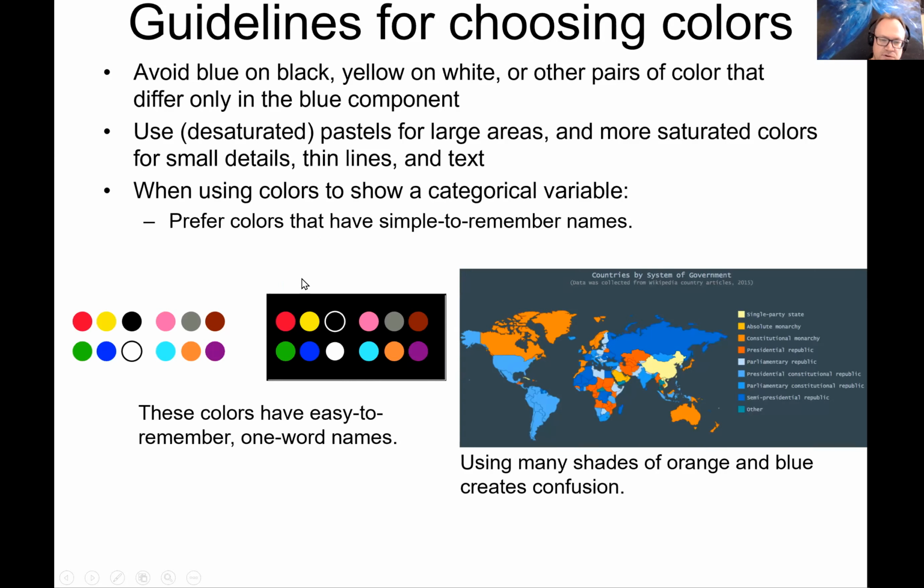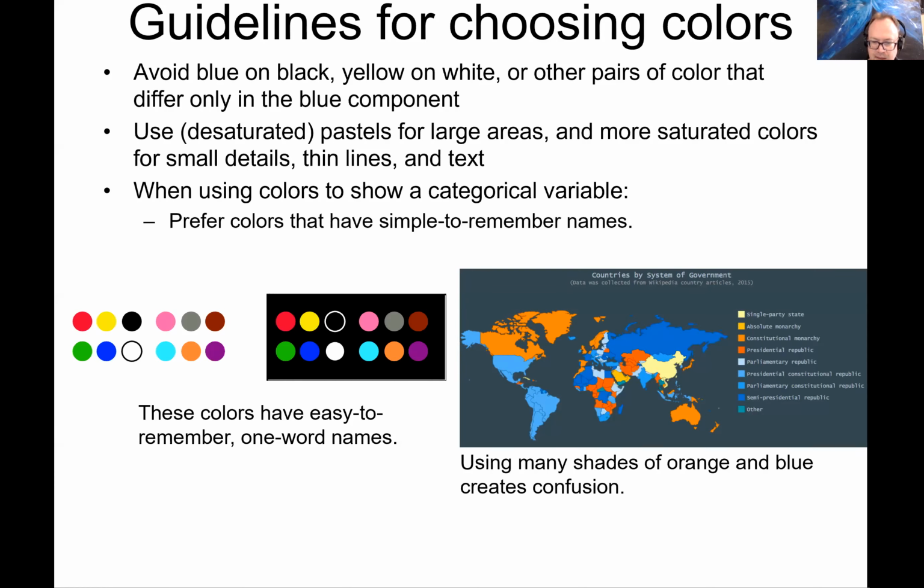Next, if you're using color to show a categorical variable, so you need to choose a different color for each category, it's preferable to use colors that have easy to remember names. I think in almost all languages, these colors all have simple names: red, green, yellow, blue, black, white, pink, orange, brown, gray. This one we could call cyan or turquoise, and this one maybe purple. Every one of these has a simple one-word name, and that makes it easier to remember the color code.